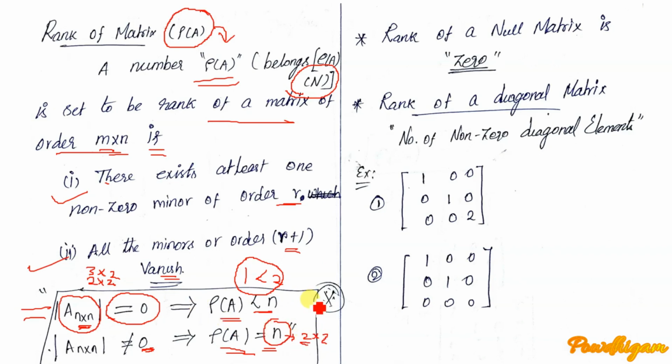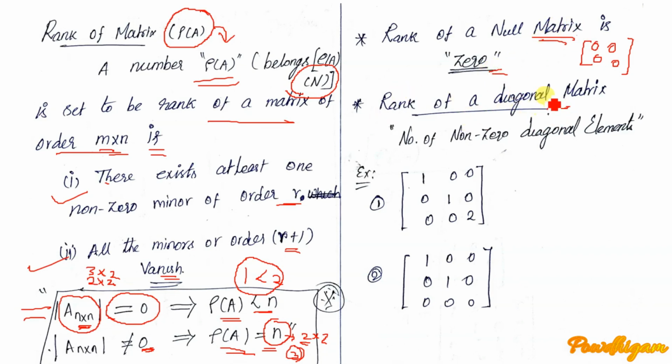If it is a 3 cross 3 matrix and the determinant is not equal to 0, we can directly say the rank of that matrix is 3. Some important concepts of rank: the first one is that the rank of a null matrix is 0, because the null matrix has all elements equal to 0. And the rank of a diagonal matrix.